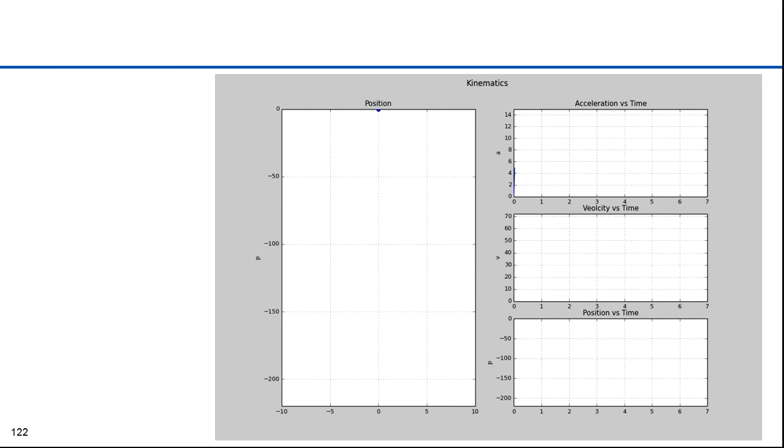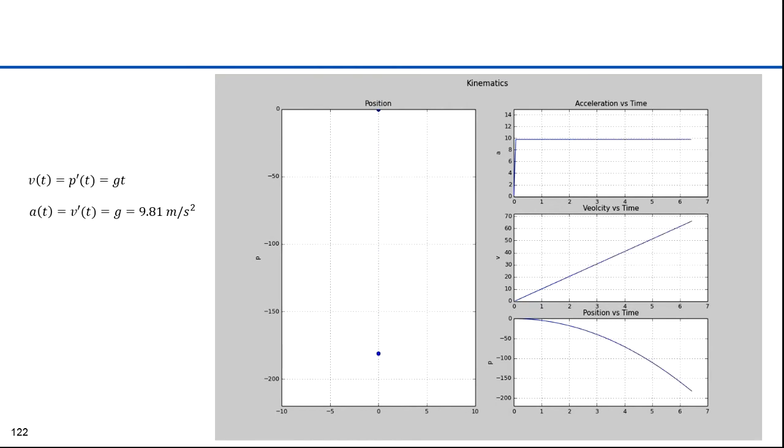This leaves us with three fundamental equations. Acceleration is the derivative of velocity and is equal to g. On Earth, g is 9.81 meters per second squared. It would be different on another planet. Next, velocity is the derivative of position and is g times t. Position is equal to 1/2 g times t squared. And here's what all that looks like animated.